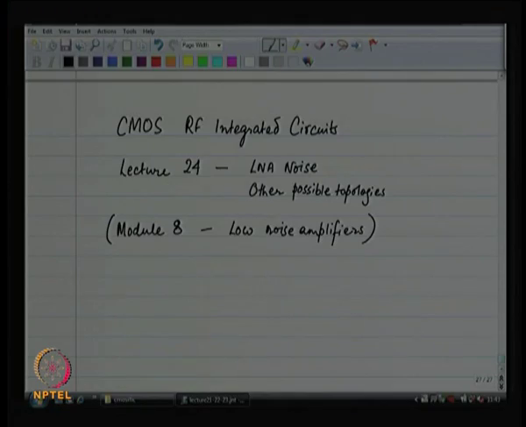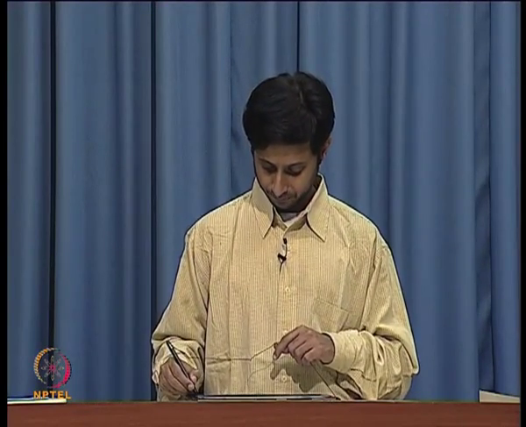Today is the 24th lecture, and we were working on low noise amplifier design. We had come up with a certain topology for a low noise amplifier, and today we are going to evaluate the noise performance of that particular amplifier. Following that, we are going to investigate other possible LNA topologies, and we will see how far we can go with this.